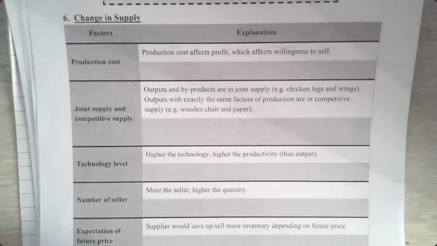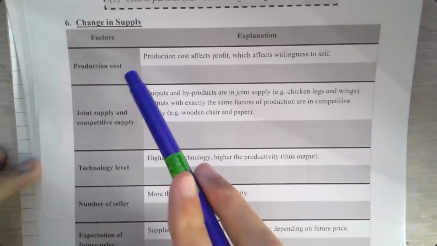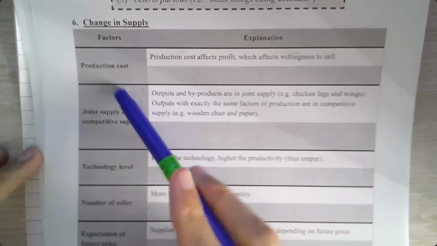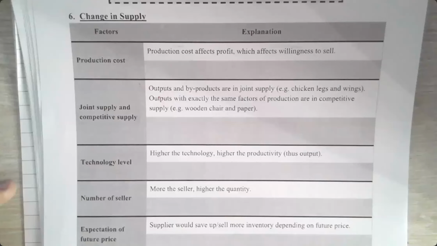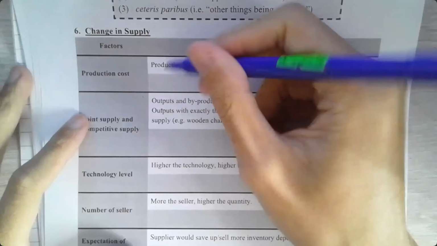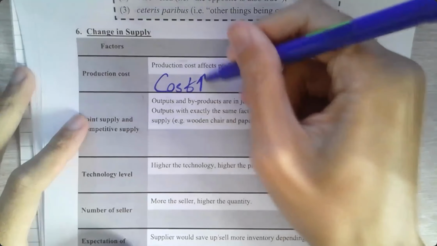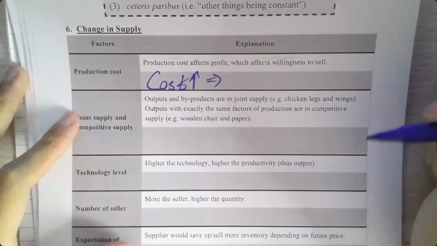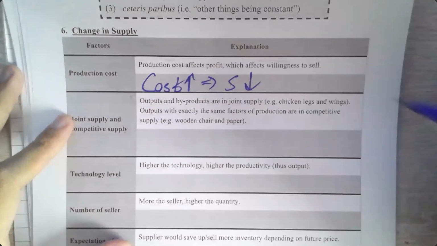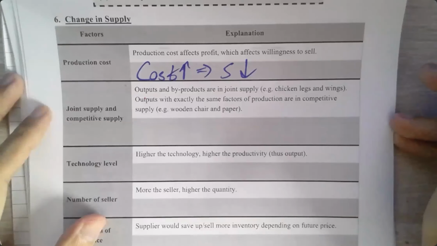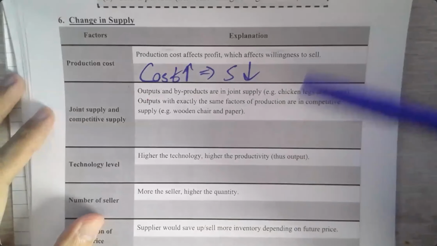What are the factors affecting supply? Several. The first and most important one is the production cost. The cost is going to affect how much I'm going to make, which you have learned in chapter 6 and chapter 7. When cost increases, you remember, right? Supply would decrease. If costs are higher, producers produce less. It affects willingness to sell.